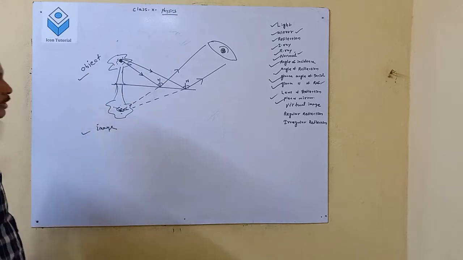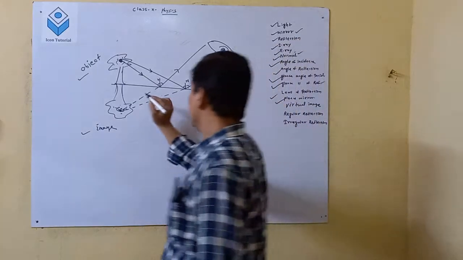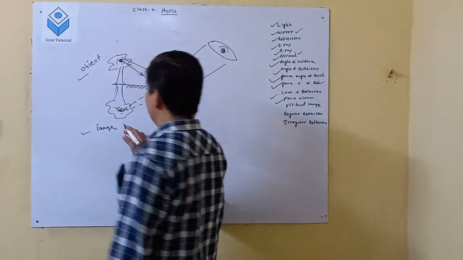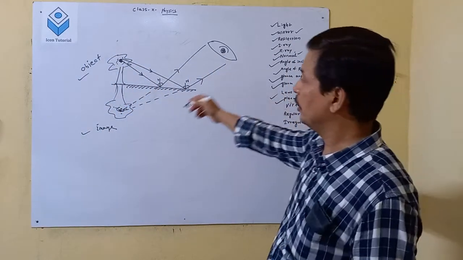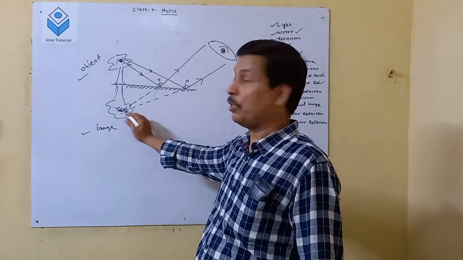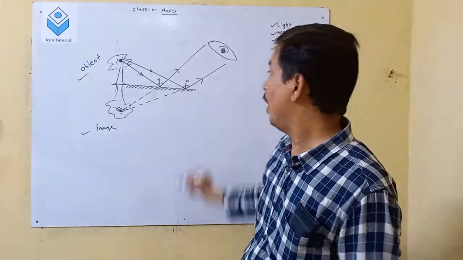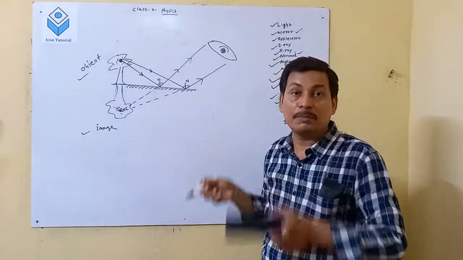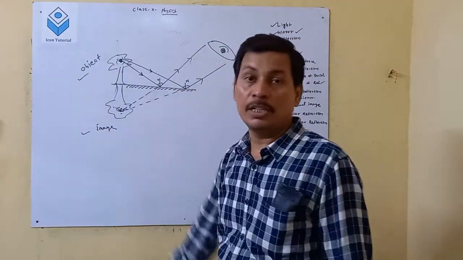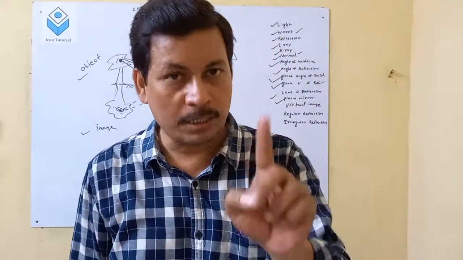So this is the object and this is your image. I can see the object here because this is a plane mirror. In a plane mirror, you can see the image on this side, and I can see this image here. But this image is formed not by the actual meeting of these two reflected rays, but they appear to meet, and it looks like the rays are coming from that point. Understood? So you can say these two rays are coming from here. This image, so formed, is called a virtual image. Not actual, it is virtual.